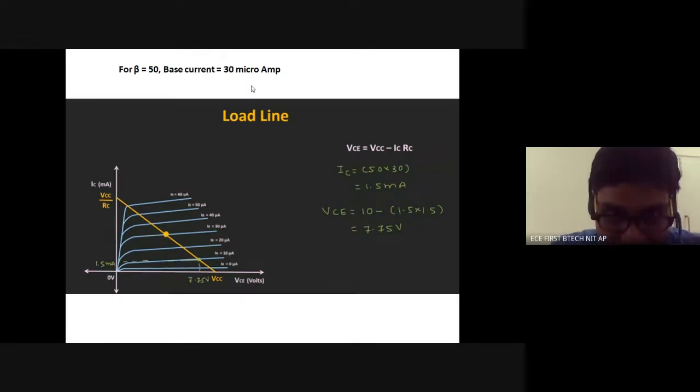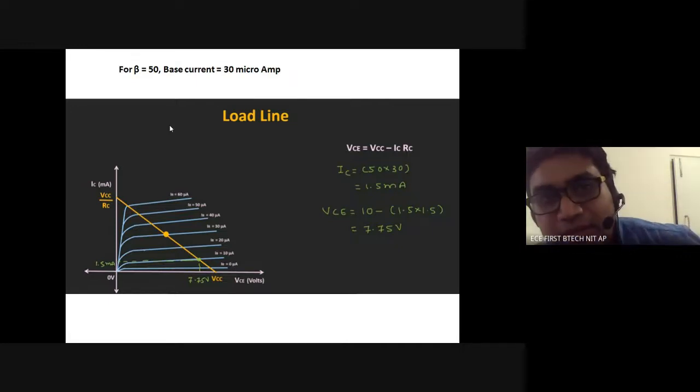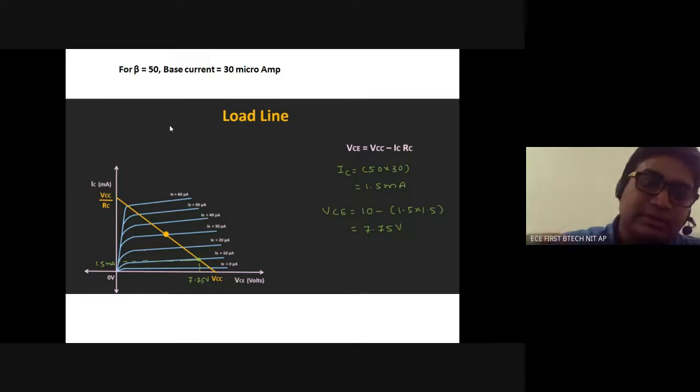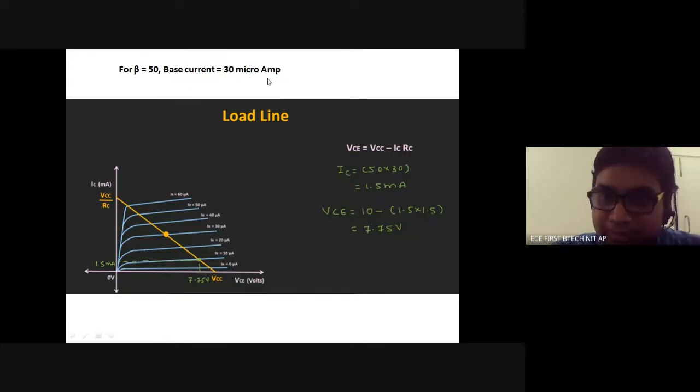Now let's see, if due to some reason we change the transistor, generally the beta value also will change. So let's say for this transistor our beta is equal to 50. Same thing, we take the base current as 30 microampere. So collector current will be 1.5 milliampere. RC remains the same, 1.5 kilo ohm. So VCE you will get 7.75 volt. So for 7.75 volt, our collector current is 1.5 milliampere. This is the operating point here. Previously our operating point was here, and the new operating point is at this point. So you see, it is very fluctuating.